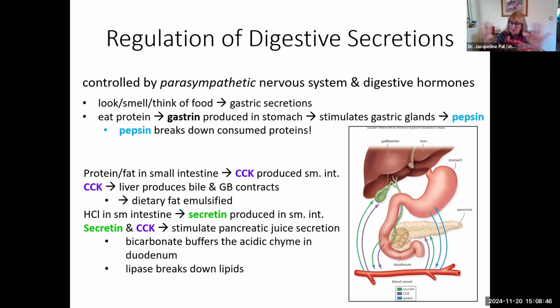Oh, and let me give you a piece of trivia about secretin. Secretin in 1902 was the very first hormone that was ever discovered. Yes, by the same lab at McGill University that Pavlov moved to with his dogs.